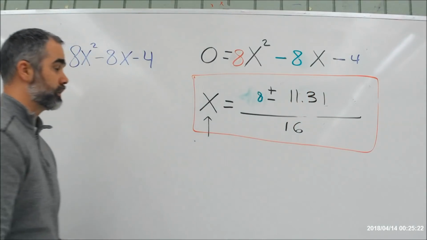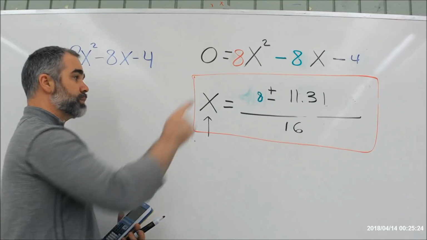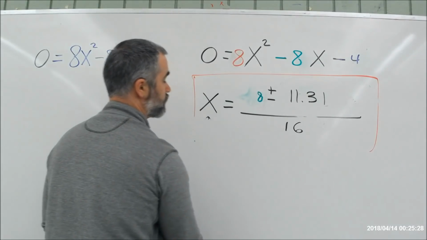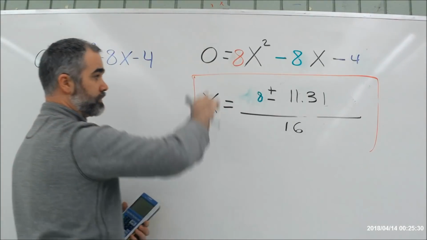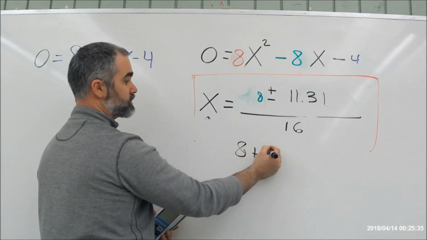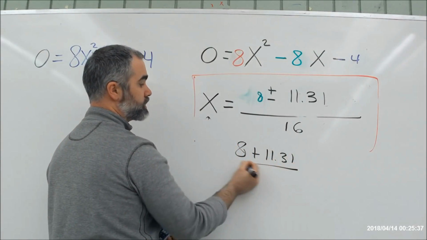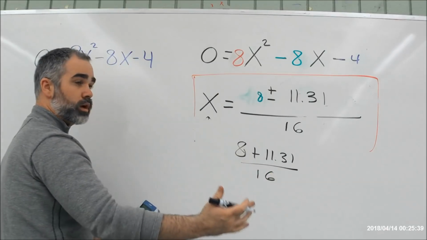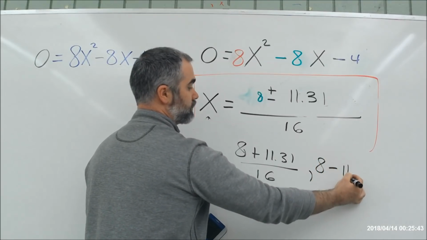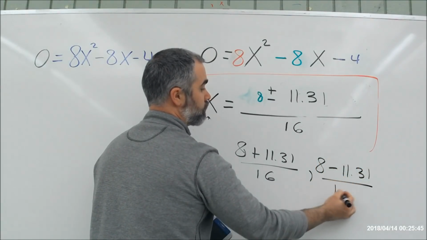And we're almost done here. Notice there's a plus or minus here. What that means is there's two equations. So there's one version of this where it's all plus. So I have 8 plus 11.31 over 16. And there's another one where you have a negative. So it's 8 minus 11.31 over 16.